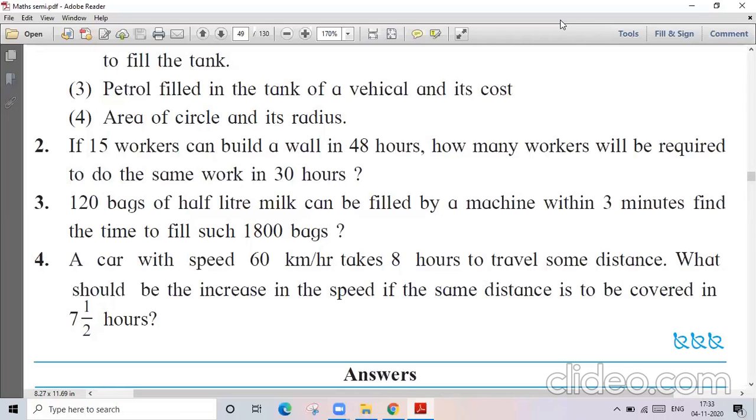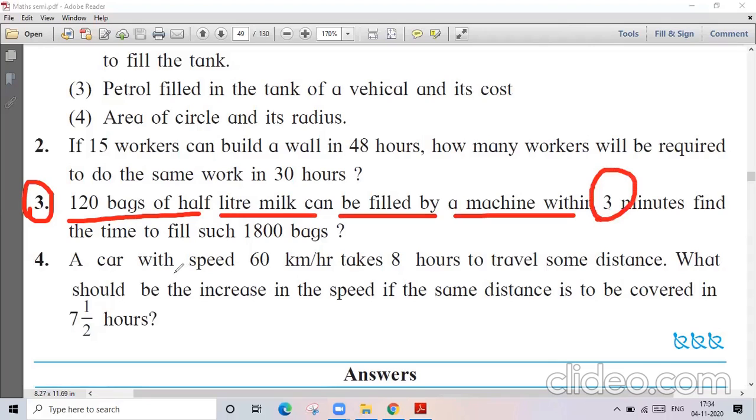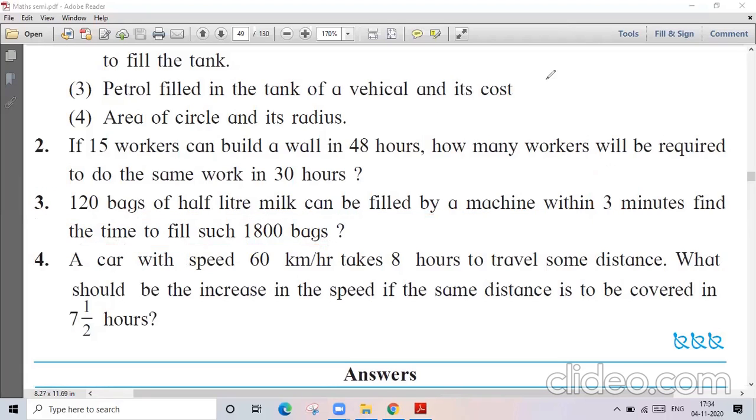So next question, question number 3. 120 bags of half-liter milk can be filled by a machine within 3 minutes. So what is the time taken to fill 1800 bags, right? आता इथे तुम्हाला डायरेक्ट व्हेरिएशन आहे का सांगा बरं. 120 बॅग साठी 3 मिनिटं लागतात. तर 1800 बॅग्स तुम्हाला काय लागणार? Obviously you will require more. डायरेक्ट व्हेरिएशन की इन्व्हर्स व्हेरिएशन?